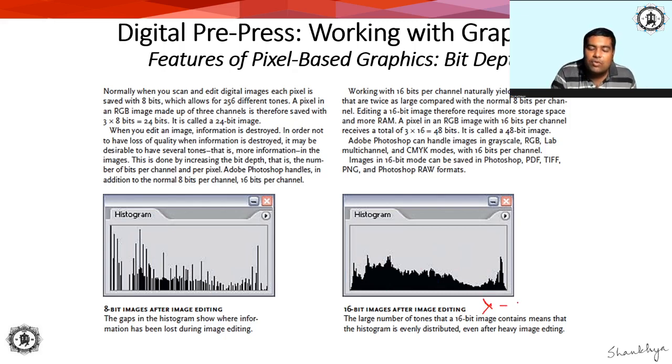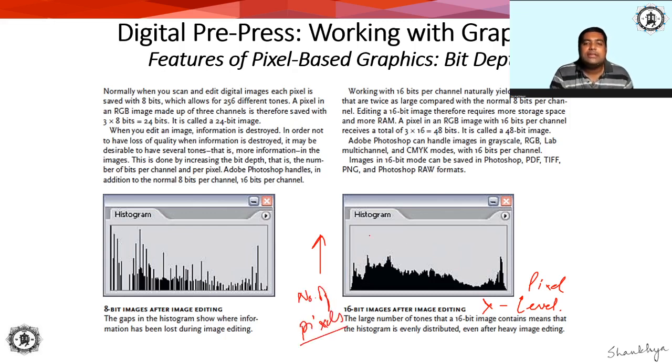Along the x-axis, what do we have? We have the levels. What Photoshop calls levels, we'll call the pixel intensity value or tonal value, whatever you want to call it. Along the y-axis, we have the number of pixels. Now, one important and interesting thing I want you to notice from these two histograms: this is a histogram of a 16-bit image, and this is a histogram of an 8-bit image. What important aspect do you notice that distinguishes these two histograms?